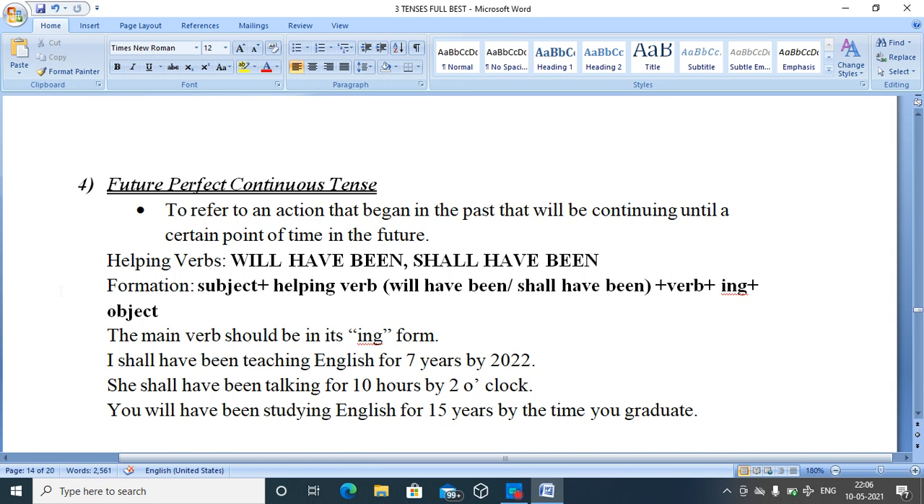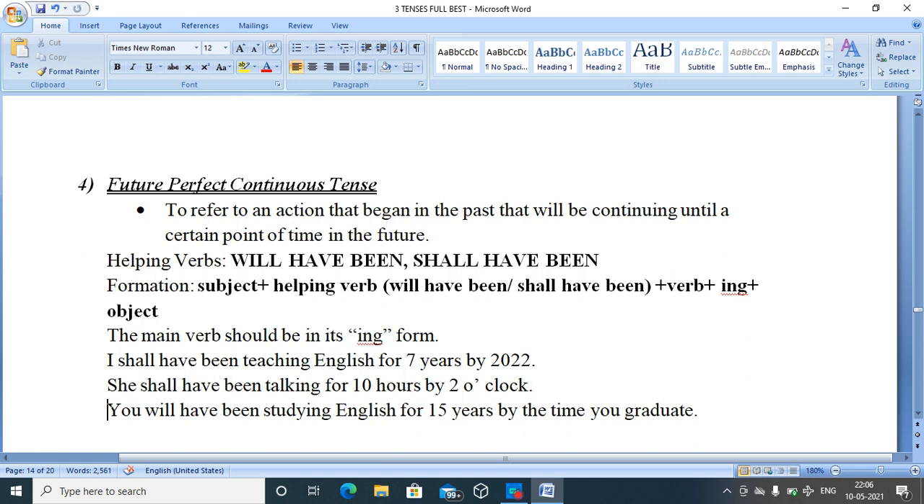She shall have been. She is the subject. Shall have been, you take the helping verb. So very interchangeably, flexibly you are using. Otherwise, will have been also is okay. Talking, the ing form of the verb. And then you add the duration and such other details, very specifically, for specificity or more clarity.